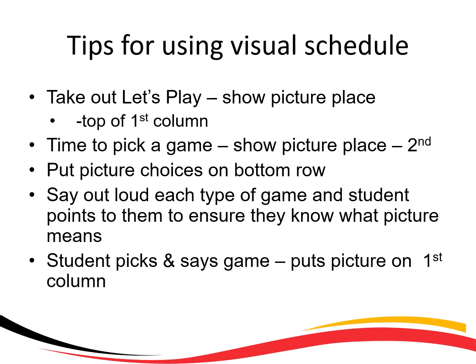Show picture place second. Put the picture choices on the bottom row and name them. Say out loud each type of game and the student points to them to ensure they know what the picture means. Student picks and says the game, and puts the picture on the first column.